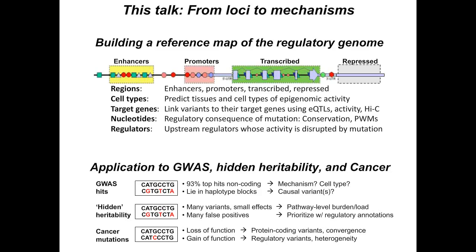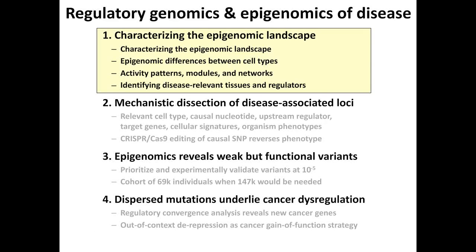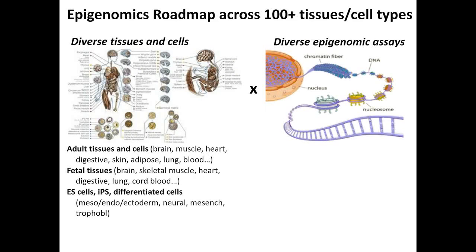And I'll focus on three different applications in the second part of the talk. Number one, understanding top-scoring GWAS hits. Number two, understanding weakly associated variants that do not meet genome-wide significance, and catching some of the hidden heritability of the genetic association studies. And number three, understanding cancer mutations that underlie somatic variants that arise and can lead to cancer. So here's the three parts of the talk. So first, I'm going to talk about characterizing the epigenomic landscape, and then these three applications of GWAS, weakly associated variants, and somatic variants. So what is this epigenomic roadmap that I spoke about earlier?